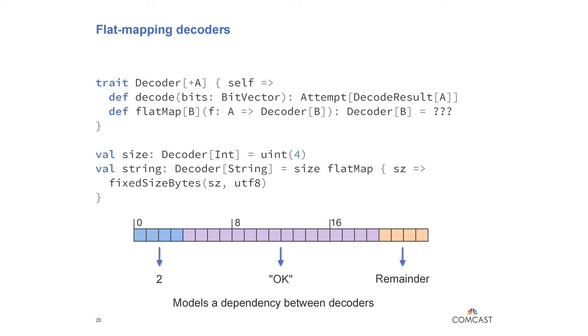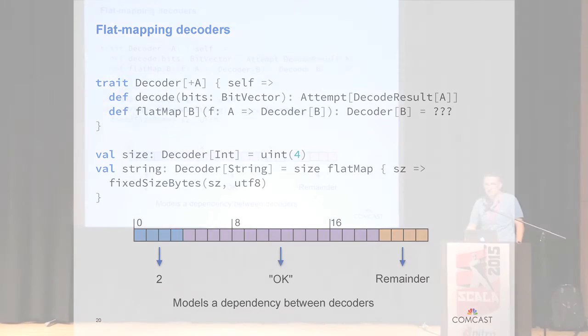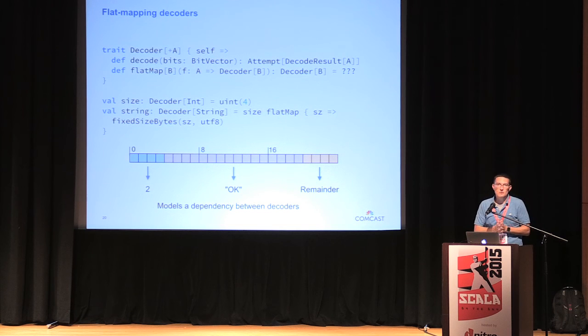Okay, so let's move on to another transform. We saw map on Decoder. What do we get if we try to flatMap decoders? We know what we get if we try to flatMap an Option or a List, but what would it mean to try to flatMap a Decoder? What does that give us?